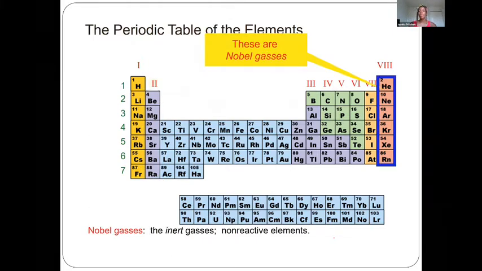Group 8 are considered to be our noble gases, and noble gases are inert gases. That word inert simply means non-reactive. And if you think about it, the reason they would be non-reactive is because they have 8 valence electrons already. They don't want to gain or lose any electrons, so therefore they don't want to react with anybody. So they're considered to be inert.